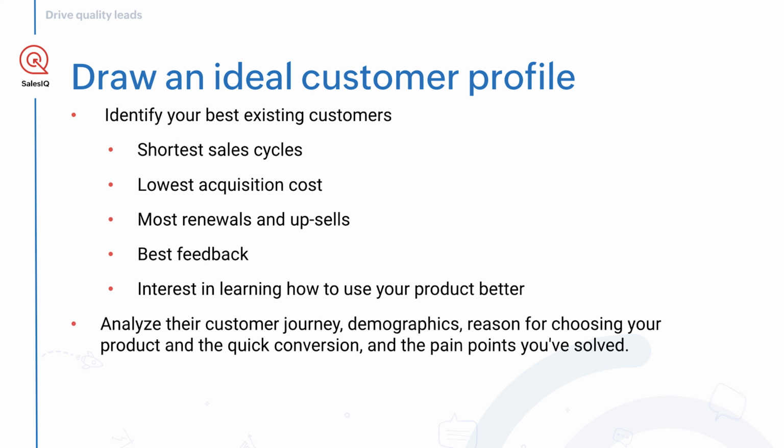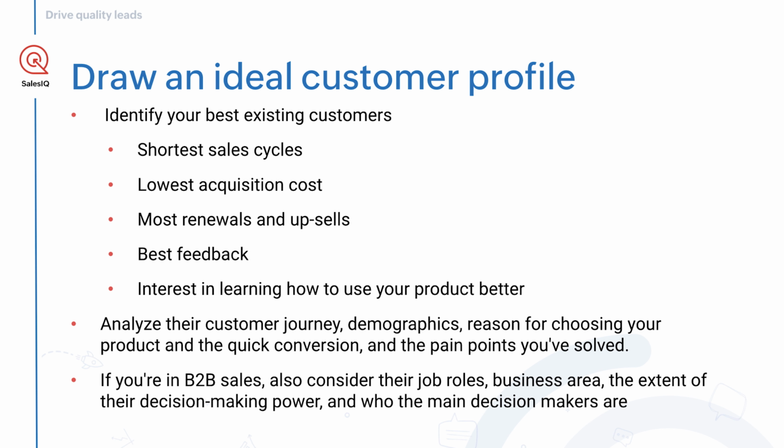Now, once you've found out your best existing customers, you need to analyze their customer journey map, demographics, find out why they chose you in the first place and how they converted so quickly and the pain points you've solved for them. So if you are in B2B sales, you might also need to consider their business role, job role, business area, the extent of their decision-making power, and who the main decision makers are.